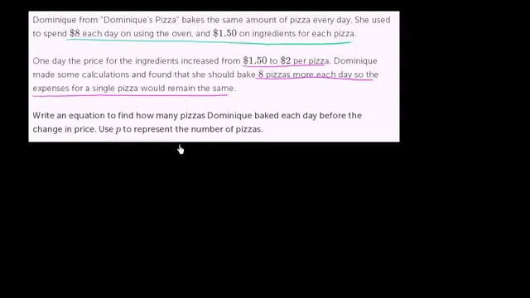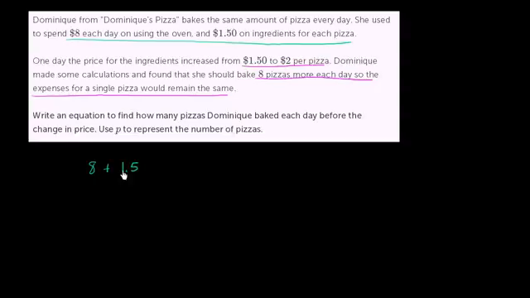So let's just think about her total cost per pizza before and then her total cost per pizza after if she bakes 8 more pizzas. So before, we're going to use P to say that's the number of pizzas she baked per day before the change in price. So before the change in price, on a given day, she would spend $8 on the oven and then $1.50 on ingredients for each pizza.